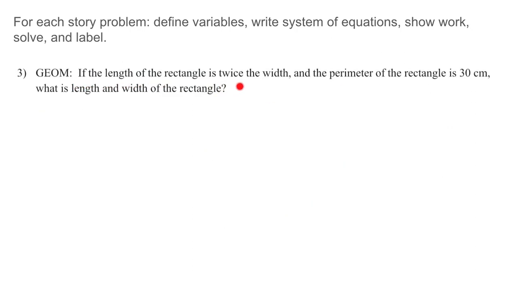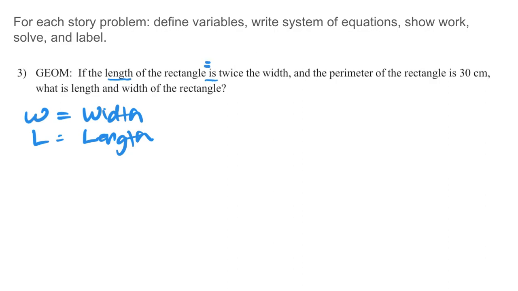So if we have the length of the rectangle is twice the width, and the perimeter of the rectangle is 30 centimeters, what is the length and the width of the rectangle? The first thing we're going to do is define our variables. And instead of using x and y, I'm going to use w and l for length and width. So w would equal width, and l would equal length. And then I'm going to reread the problem and use that to write our equation. So we have the length of the rectangle is, remember, is means equal, twice means 2 times the width. So you can see we have kind of an equation right there.